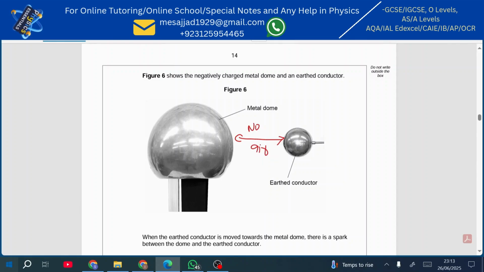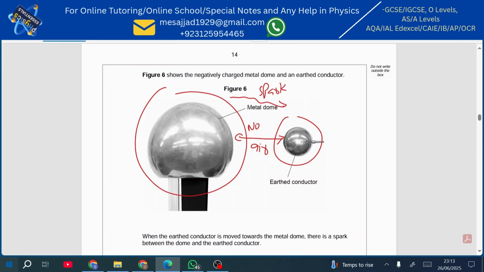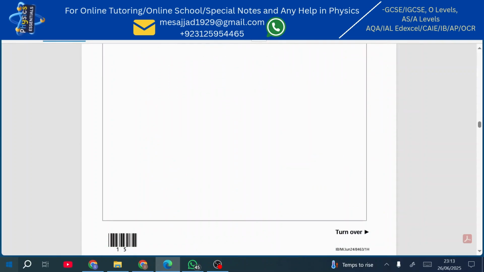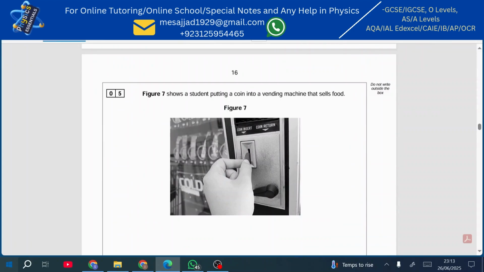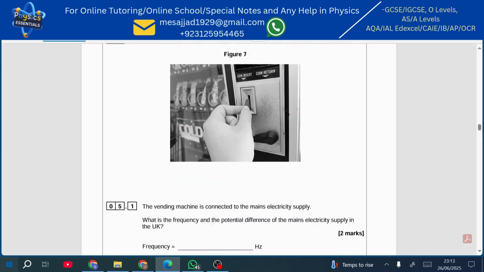So you can see that if there is no air right here, its field and its field will be interacting very easily, and therefore this spark will be able to jump at a longer distance. Therefore, you have to decrease the air resistance if you want the spark to jump a greater distance. Okay. Figure 7 shows a student putting a coin into a vending machine that sells food.